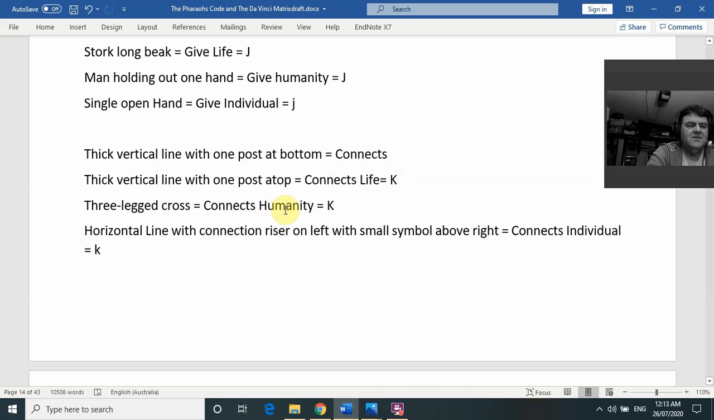So people connect, they come together, but come apart. They don't join together, and they certainly don't bond. The connections happen all the time. Things come into contact and break away again. So the connects life concept, a thick vertical line with one post at the bottom. I think the thick vertical line with one post at top will be the connects life concept.